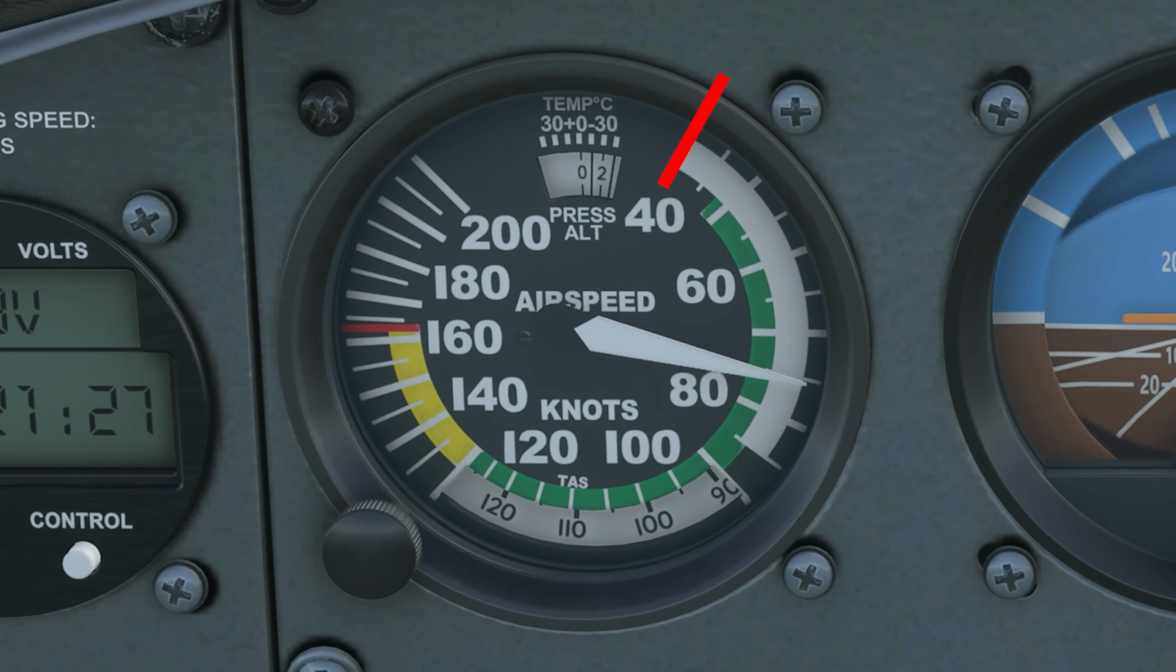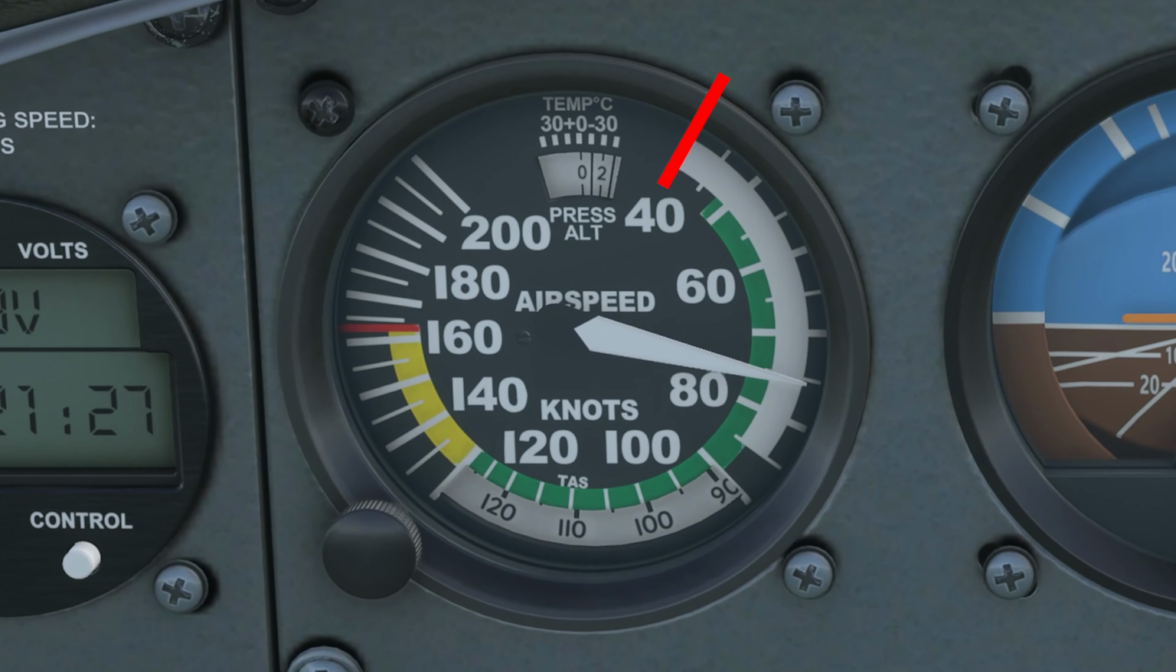The maximum side of that white flaps arc is VFE, being the maximum speed in which you could fly with flaps extended. Note that some aircraft will allow approach flaps beyond this range, which would be your first level of flaps.